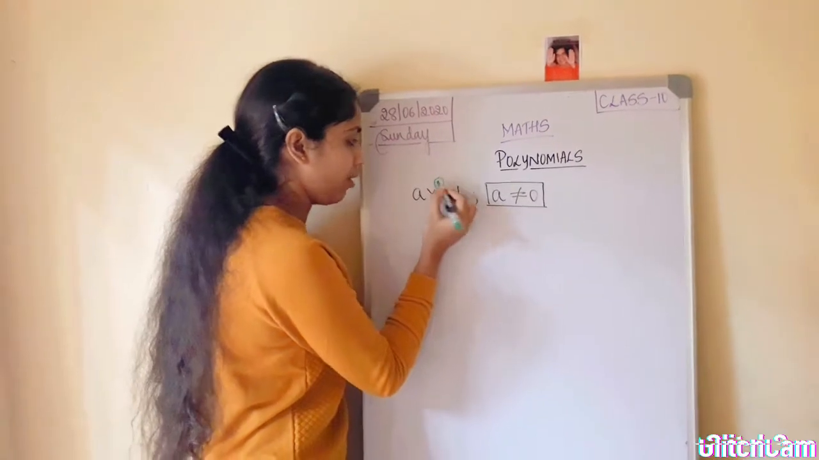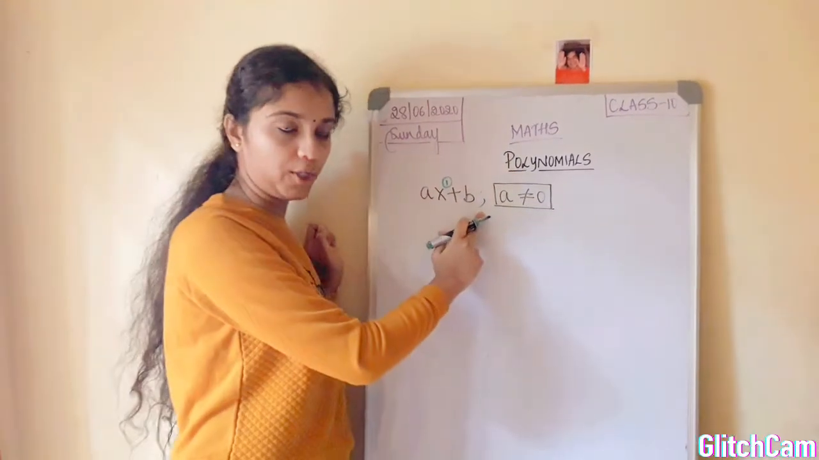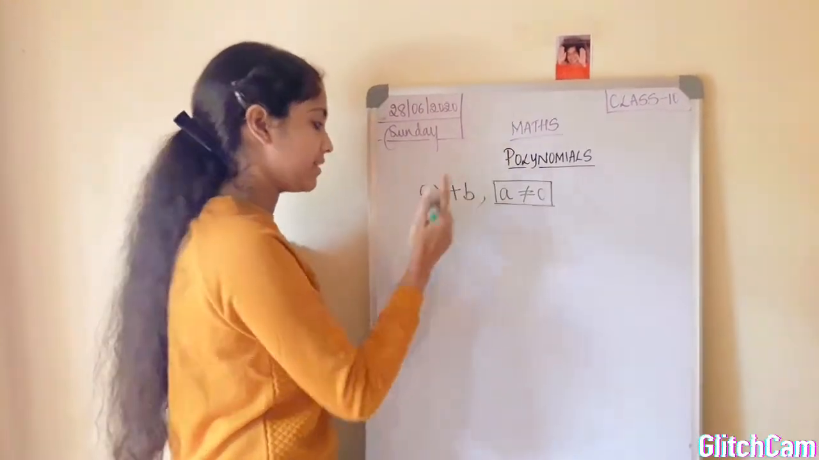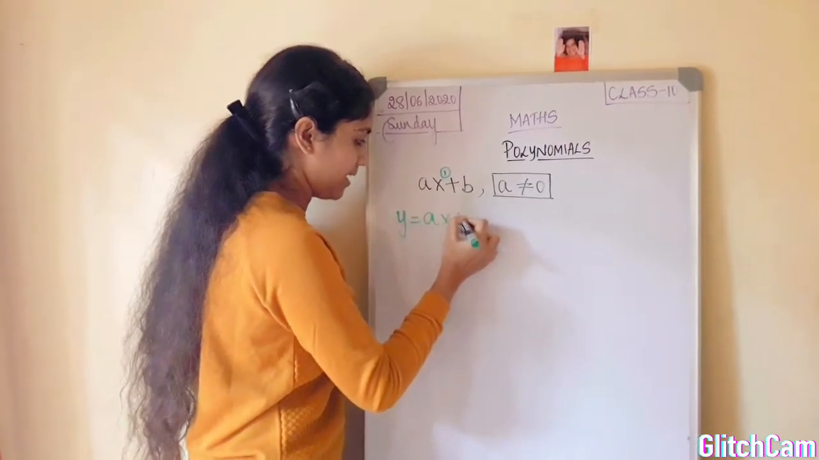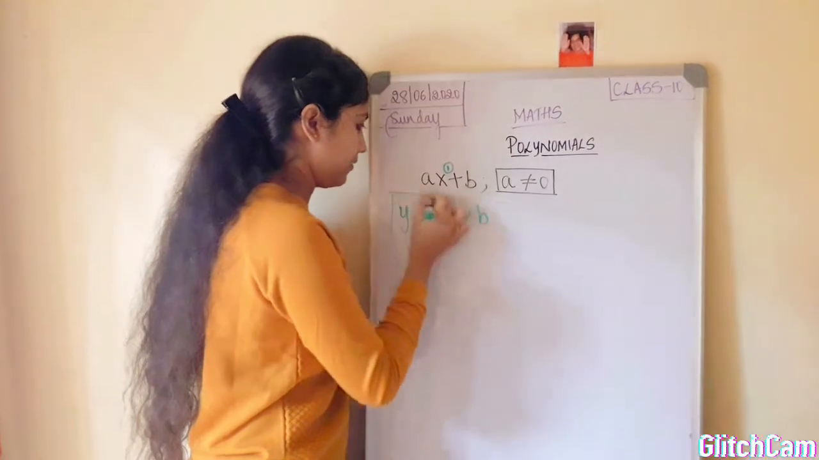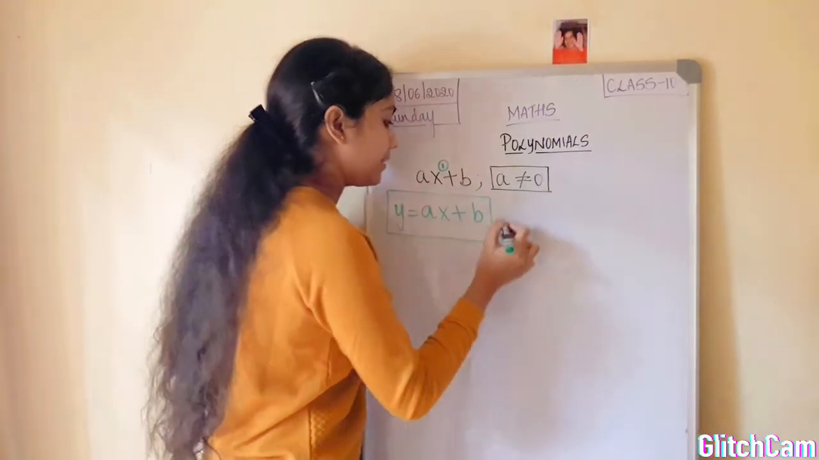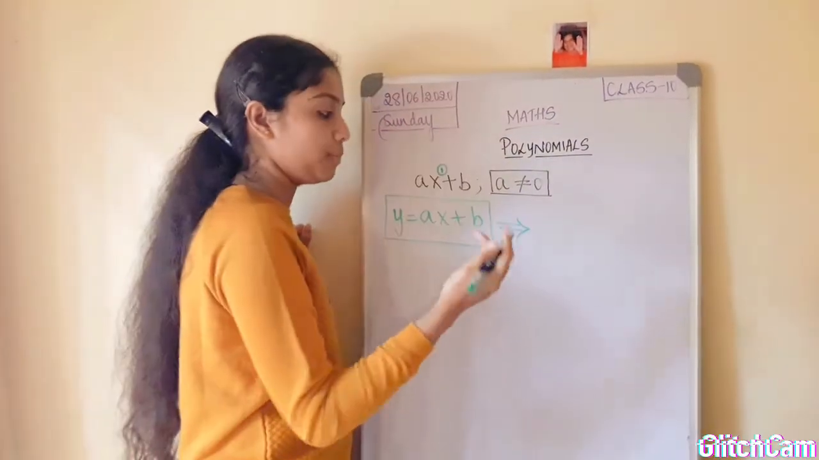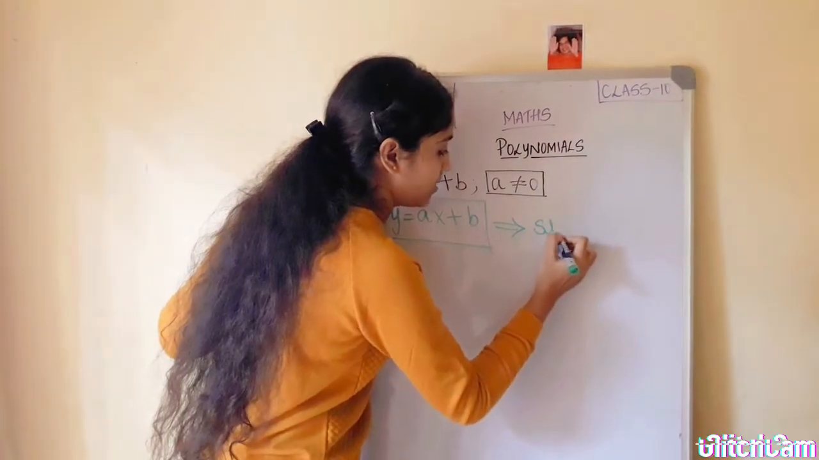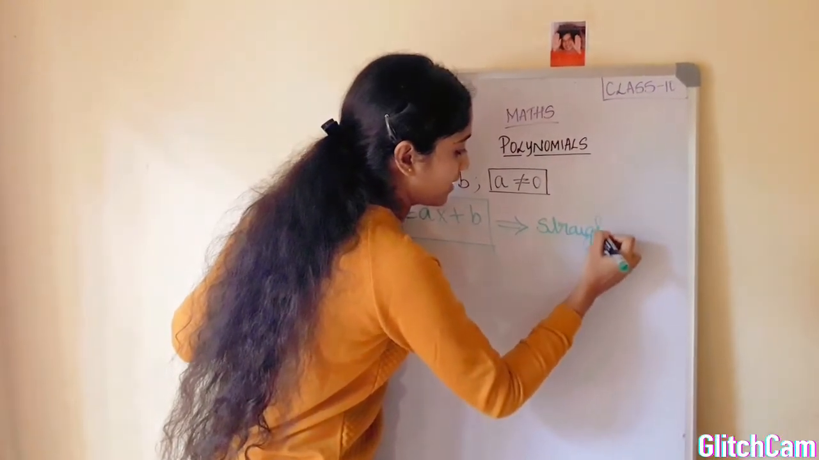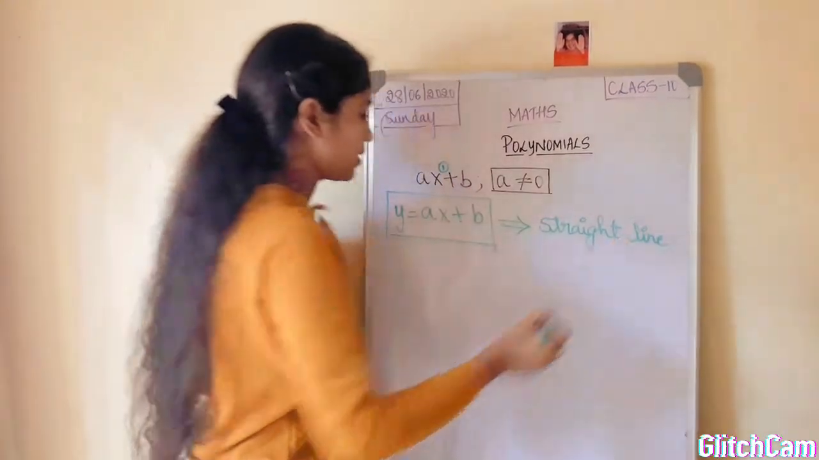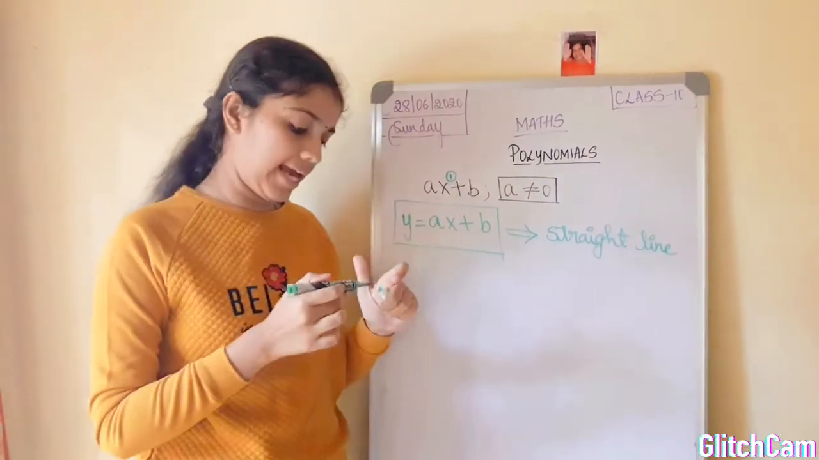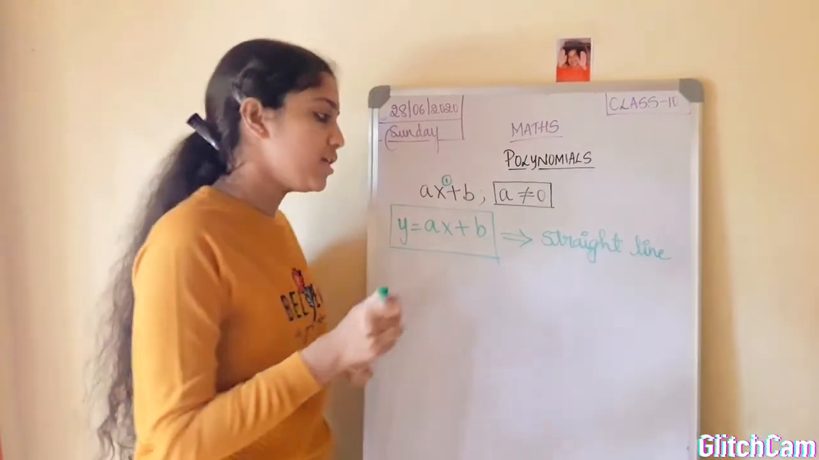Now let us consider this example where you have ax plus b, and x has a degree of 1, therefore this is a linear polynomial. Now the graph of this, if y is equal to ax plus b, then the graph of this polynomial would be a straight line. This you already have learnt in your 9th standard.